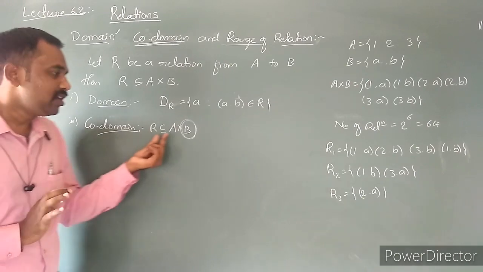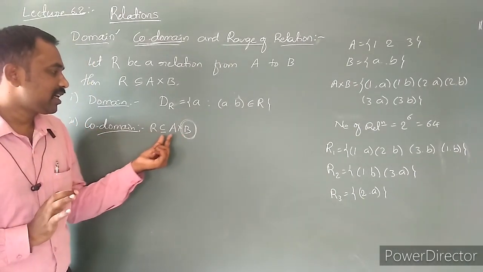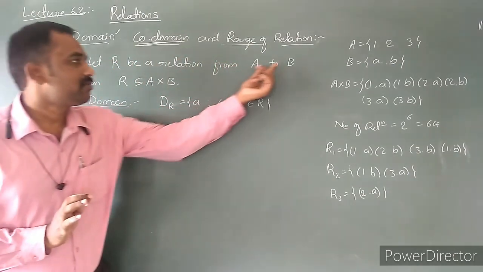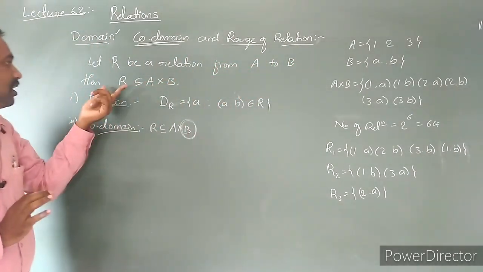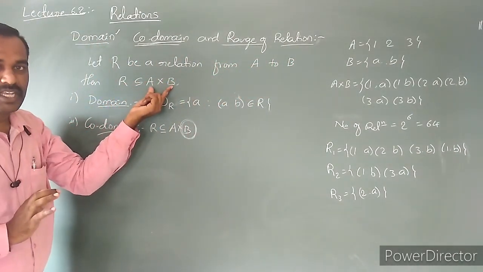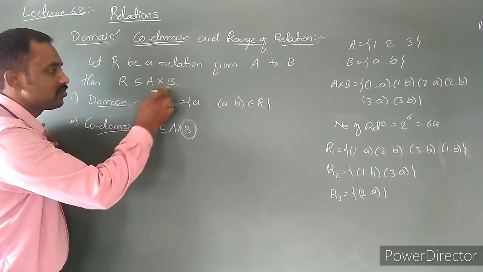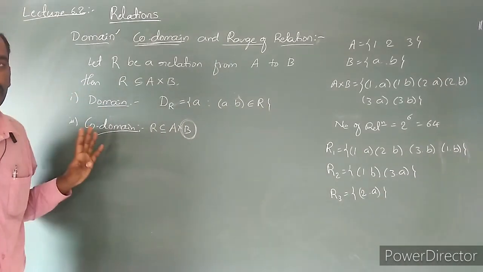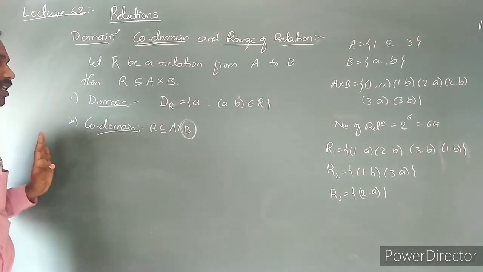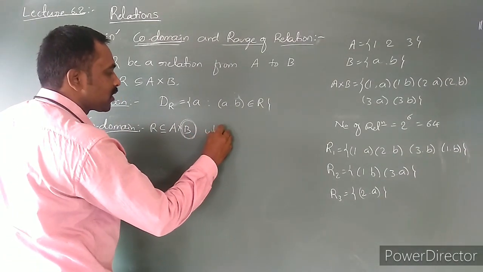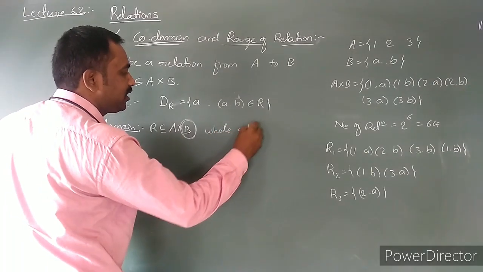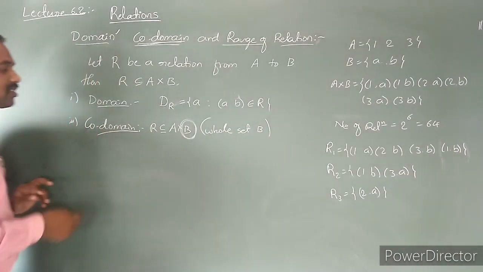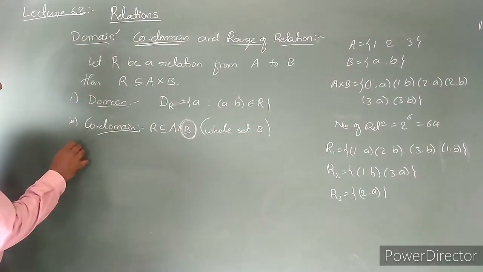Exactly. What is the codomain? Codomain is nothing but the second set of the Cartesian product. A relation is defined from non-empty set A to non-empty set B. It is a subset of the Cartesian product A cross B. Out of these two sets, the second set is said to be a codomain. The whole second set is said to be a codomain set. Here we can write, the whole set B is called a codomain set.